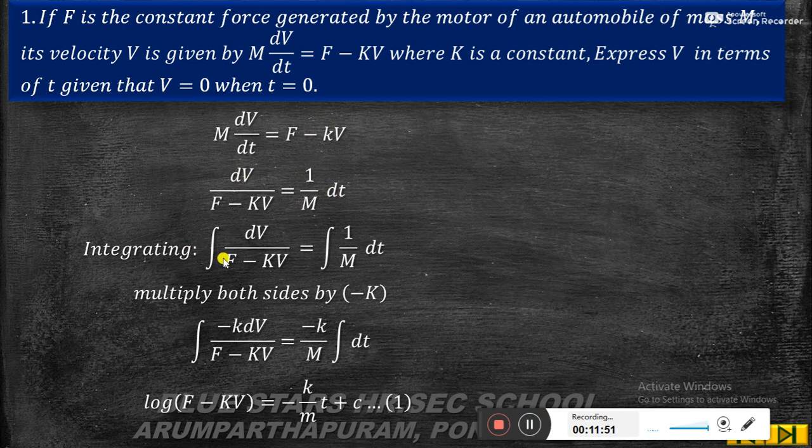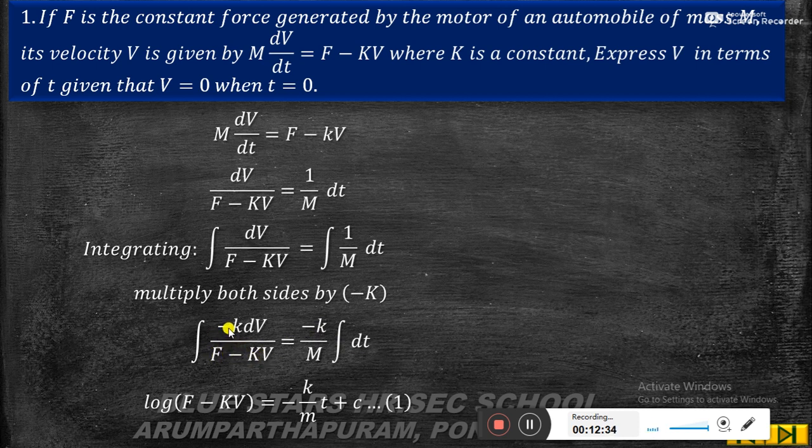In the next step I do the integration. So integrating on both sides, the integral of dv/(F - kv) equals the integral of (1/m) dt. Next, multiply both sides by -k, because the differentiation of the denominator F - kv is -k, and we need that -k in the numerator. So we write the integral of -k dv/(F - kv) equals (-k/m) times the integral of dt.